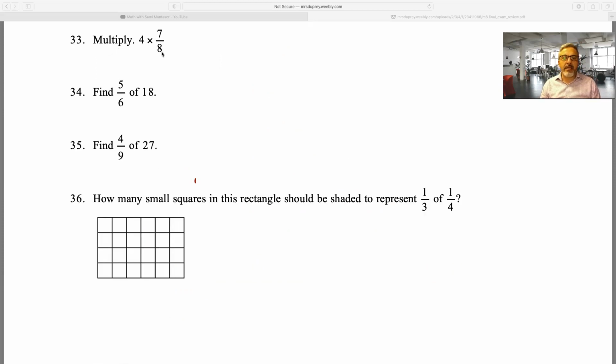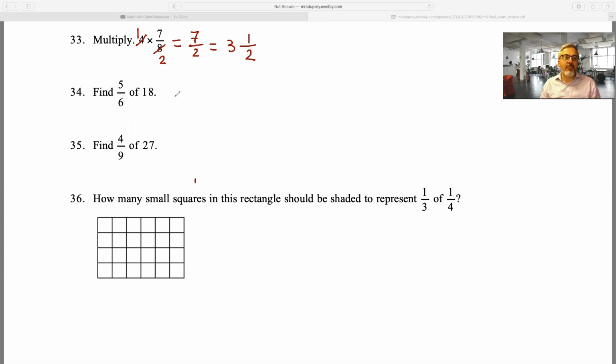4 times 7/8. As I always tell my students, when you multiply a whole number times a fraction, always see if the whole number could reduce with the bottom of the fraction. And yes, here it reduces because 4 goes into itself once, goes into 8 twice. Now 1 times 7/2 is just 7/2. If you wish to change that to a mixed number, you go 7 divided by 2, it gives you 3, because 3 times 2 gives you 6, and 1 is a remainder from 7, so 3 1/2.